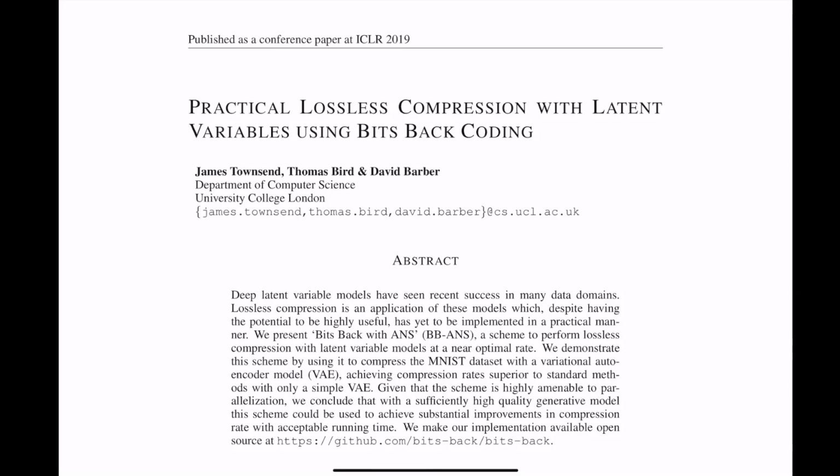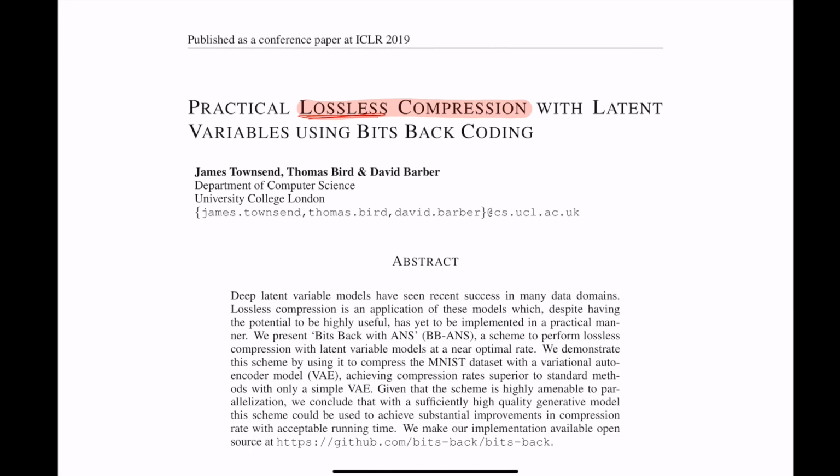Hi, I'm Andre, and today we discuss the paper called Practical Lossless Compression. So we do losslessly compress data without losing anything with latent variables using bits-back coding.